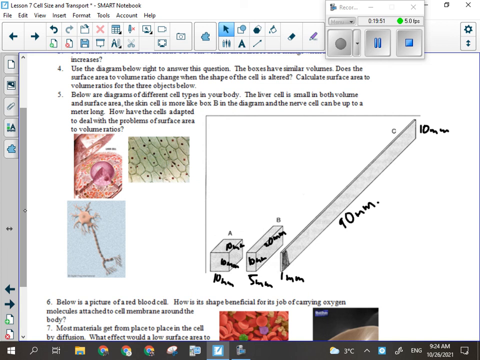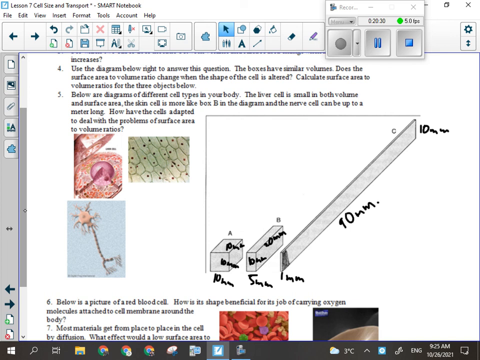All right? What you need to do is calculate the surface area to volume ratio for each of these, and then you're gonna compare them, okay? What we wanna find out in this question is, does the shape of a cell affect its surface area to volume ratio? Because here's what I'll tell you. The volume of all three of those is almost exactly the same. Okay, like really, really close, effectively the same. Okay, all of those three boxes have the same volume, but do they have the same surface area?